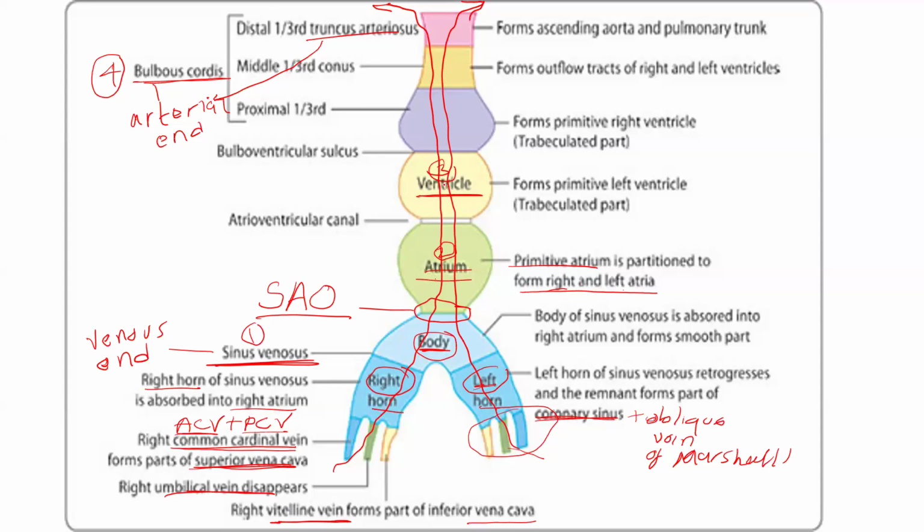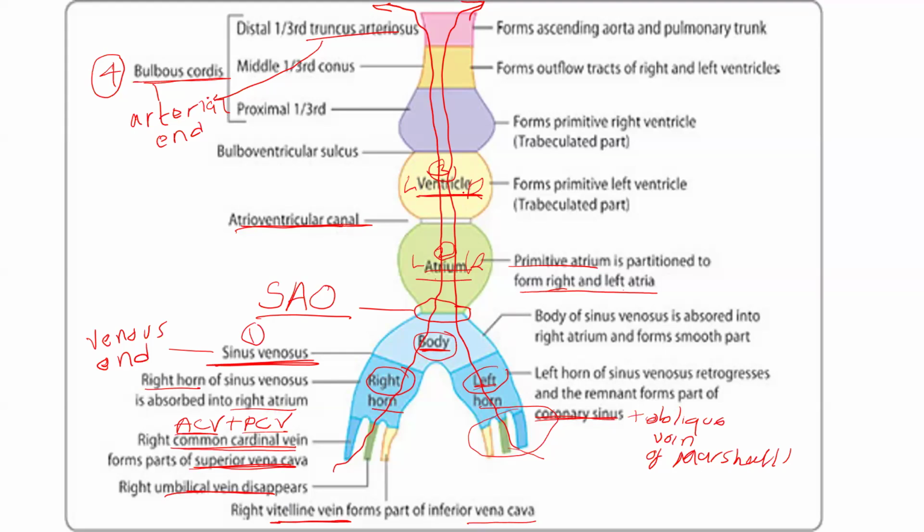Now, the atrium communicates with the ventricle via the atrioventricular canal. Remember, this atrioventricular canal has to be partitioned. Initially, it is just one channel, but remember, the atria are two, left and right. The ventricles are also two, left and right. So this channel has also to be partitioned so that the right atrium communicates just with the right ventricle, and the left atrium just communicates with the left ventricle. That is what constitutes the atrioventricular septation.